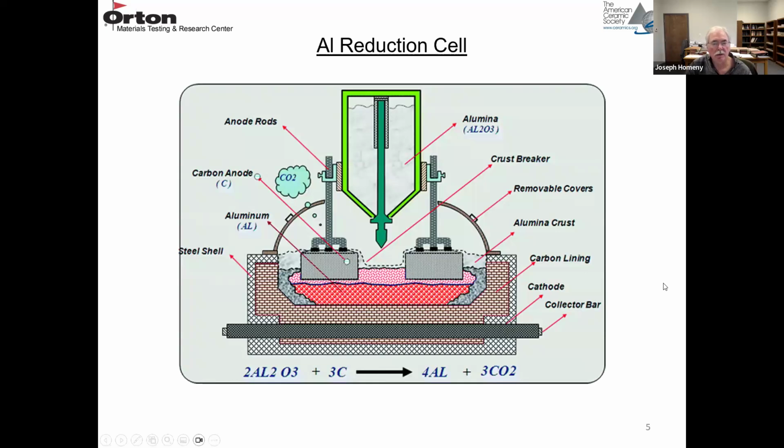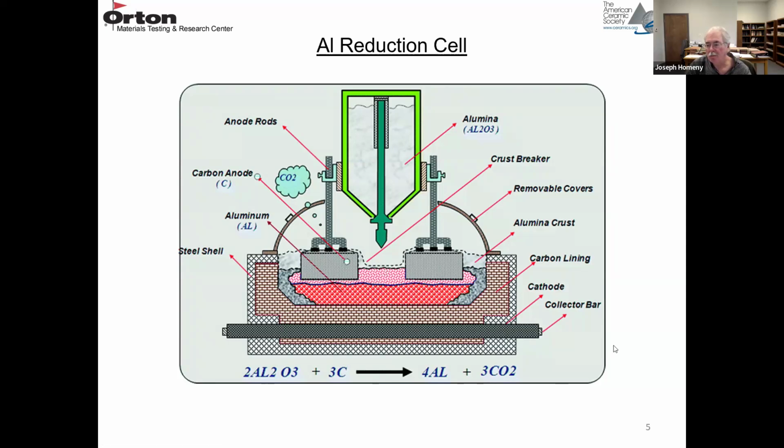So this is what the reduction cell looks like. It has a carbon lining, and then the cathode is in the bottom here, the carbon cathode. The carbon anodes are in the top here. This is where the alumina is charged into the furnace. So the red color here is the aluminum metal. The pink color is the cryolite bath that's floating on the aluminum metal.